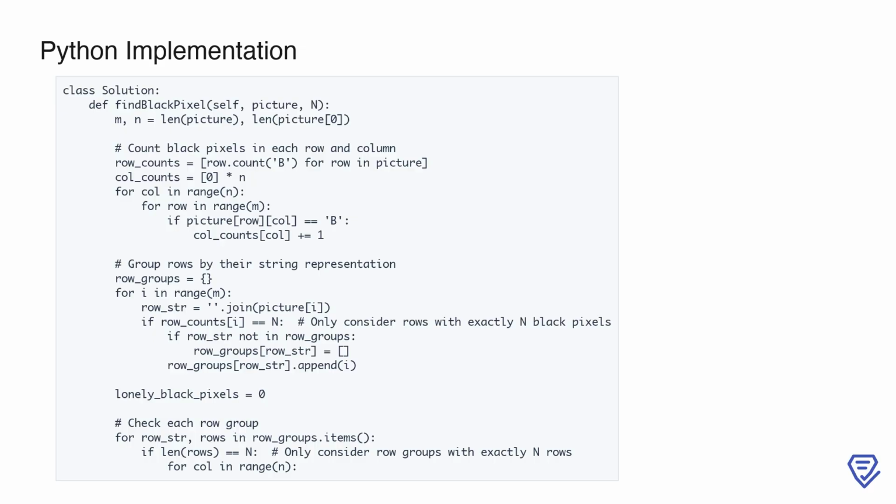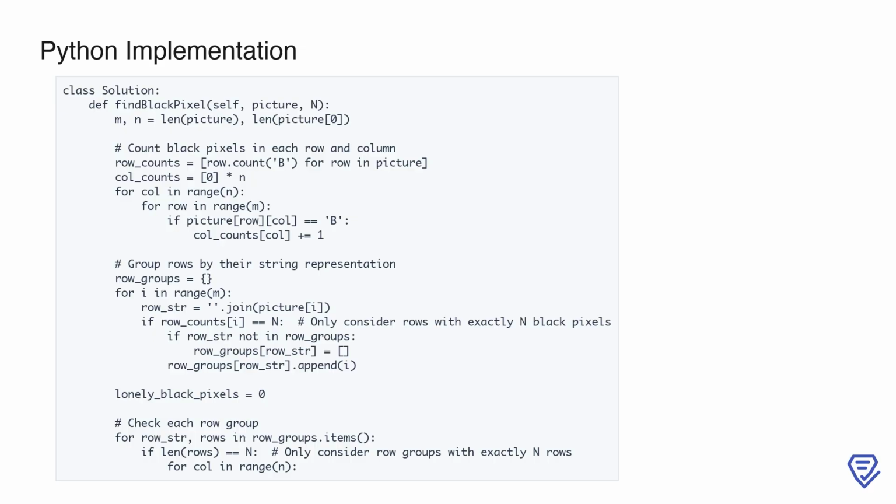Here, we define a class called Solution and implement the method findBlackPixel, which takes in a 2D list called picture and an integer n. The picture represents the grid of pixels, where B stands for black pixels and W stands for white pixels. The goal is to find the number of lonely black pixels that satisfy the given conditions.